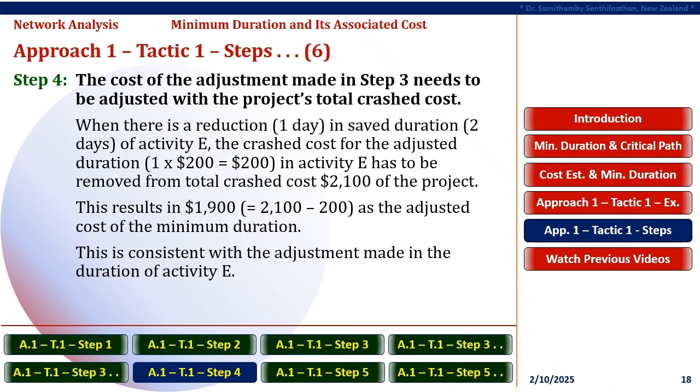Now we have to move into Step 4. That is, the cost of the adjustment made in Step 3 needs to be adjusted with the total crashed cost of the project. When there is a reduction of 1 day in the saved duration of 2 days of activity E, the crashed cost for the adjusted duration, equaling 1 times $200 equals $200 for activity E, has to be removed from the total crashed cost $2,100 of the project. This results in $1,900 as the adjusted cost of the minimum duration. This is consistent with the adjustment made in the duration of activity E.